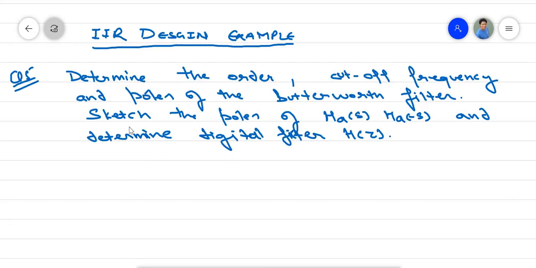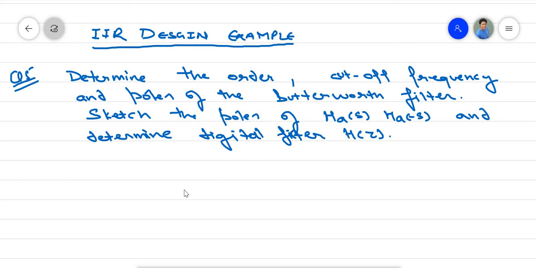Okay, in a series of IIR filter design examples, we will discuss another example. The provided question is: determine the order, cutoff frequency and poles of the Butterworth filter, and sketch the poles of H(s), and also determine the digital filter equation H(z).